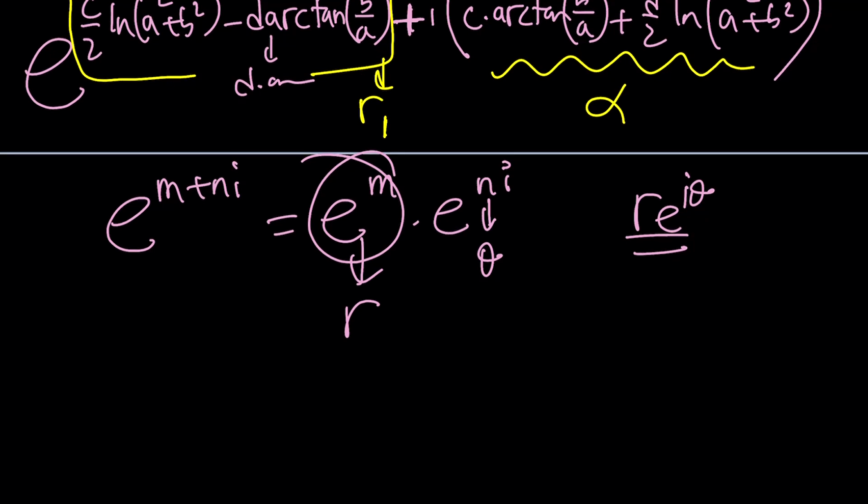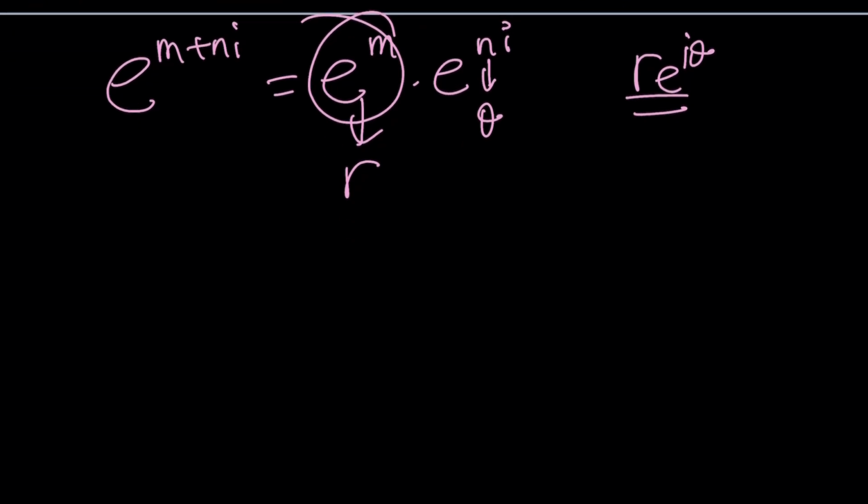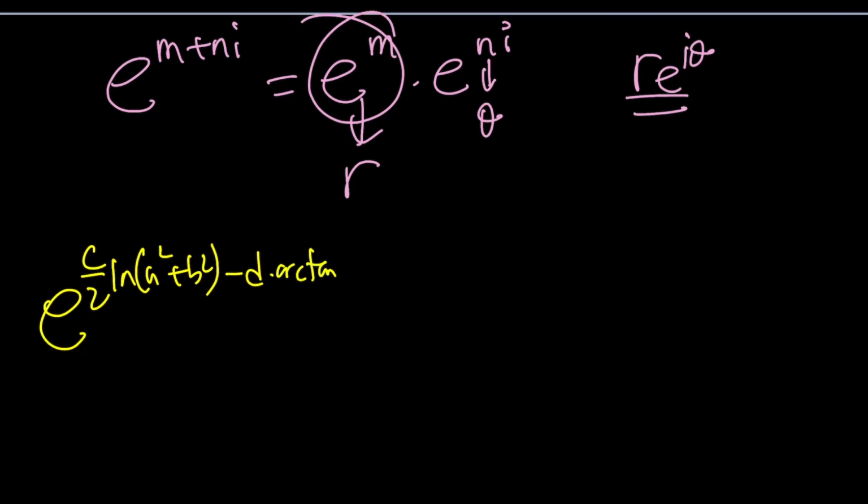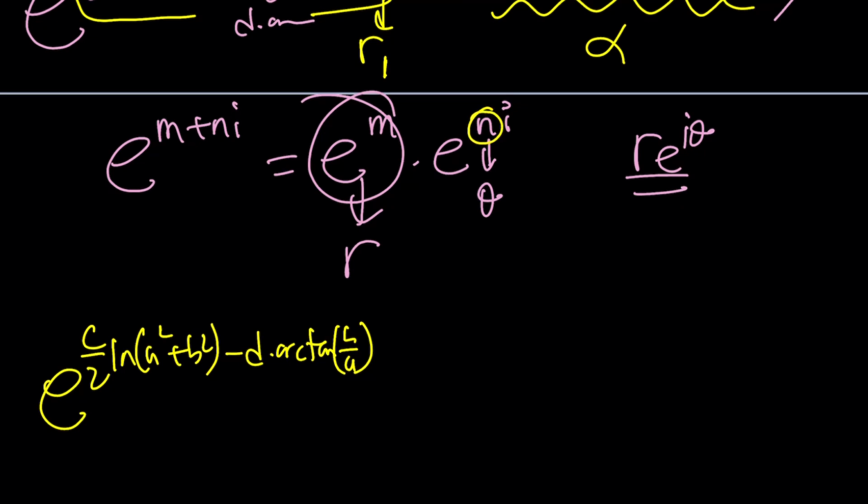Okay, here's the story. If you go ahead and split it up, you're going to get something like this. e to the power c over 2 ln a squared plus b squared minus d times arctangent b over a. And then this will be multiplied by e to the power i times this. But e to the i theta can be written as cosine theta plus i sine theta. And if you do that, you're going to get something that starts off like this.